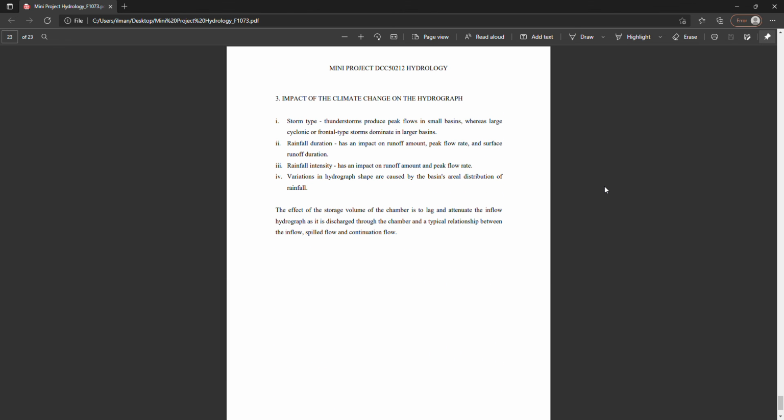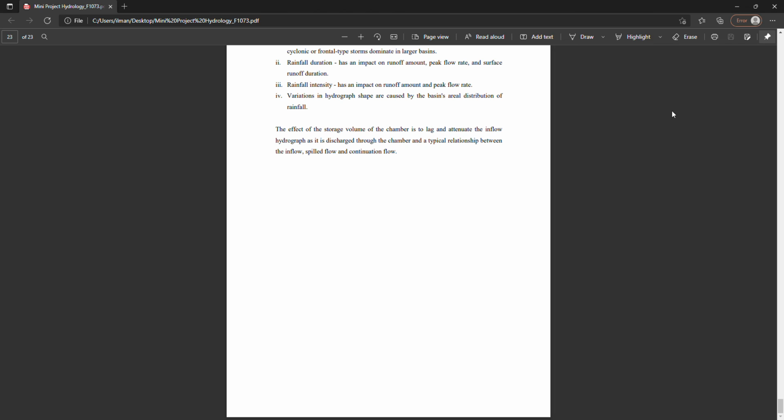Number 3, or last, is the impact of climate change on the hydrograph. Storm type, rainfall duration, rainfall intensity, and variations in hydrograph shapes are caused by the basin's areal distribution of rainfall. The effect of the storage volume of the chamber is to lag and attenuate the inflow hydrograph as it is discharged through the chamber, and a typical relationship between the inflow, spilled flow, and continuation flow. Okay, that is all from me.